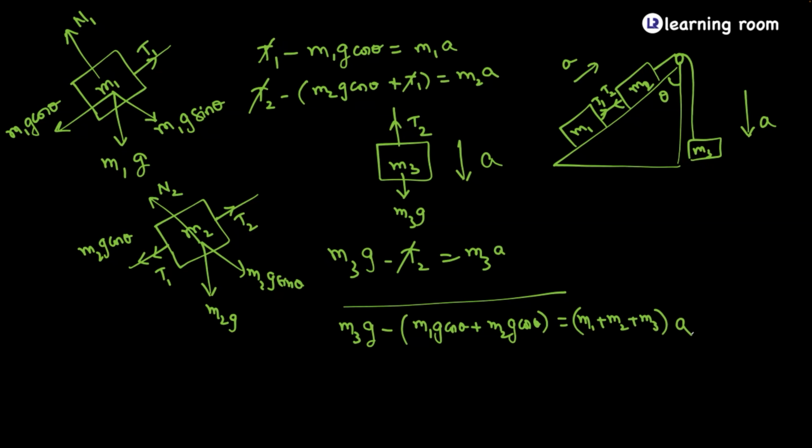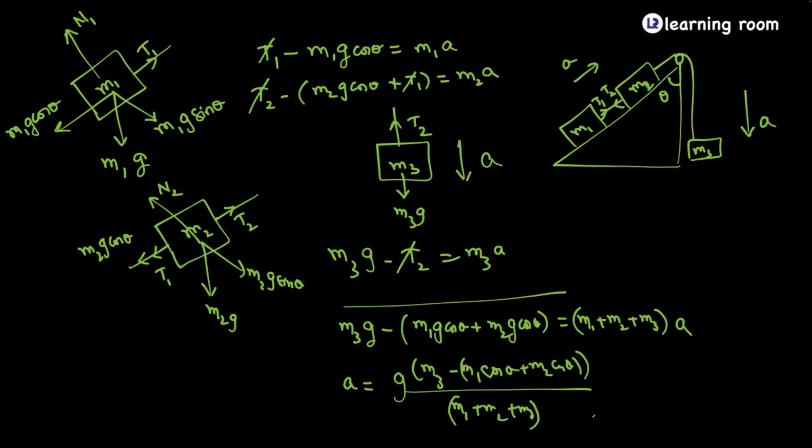So what will be the acceleration? A will be equal to G into M3 minus of M1 cos theta plus M2 cos theta, the whole divided by M1 plus M2 plus M3. So this is going to be the final value. Okay. Is the point clear? Did you understand how to break it into free body diagrams? Right? So just make a note of this.